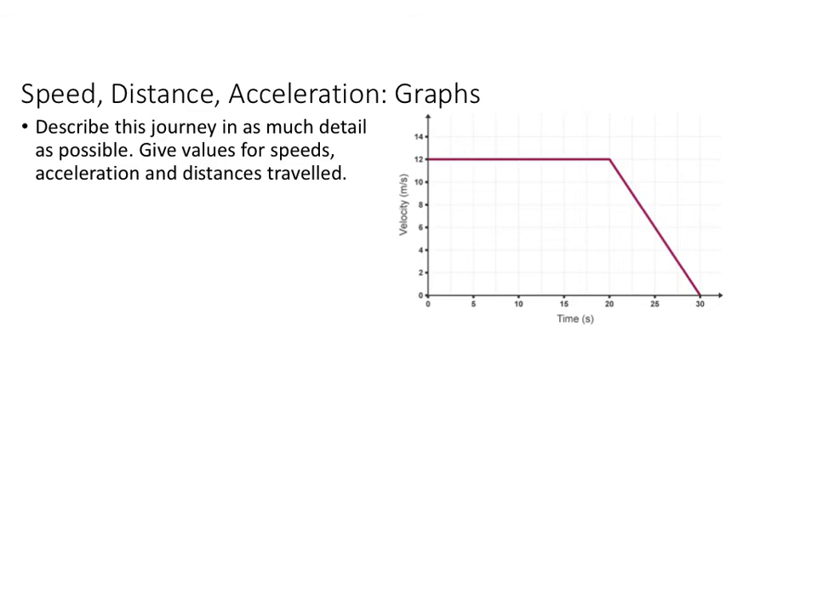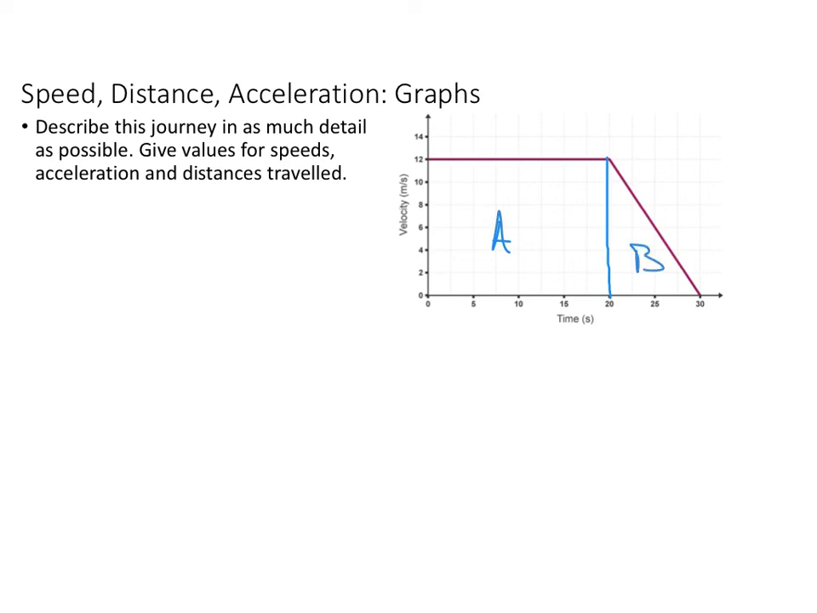Describe this journey in as much detail as possible. Give values for speeds, acceleration, and distances travelled. First things first, it's a velocity time graph. Second thing we want to do is split that into 2 sections, section A and section B. So we need to think about what we're going to write.